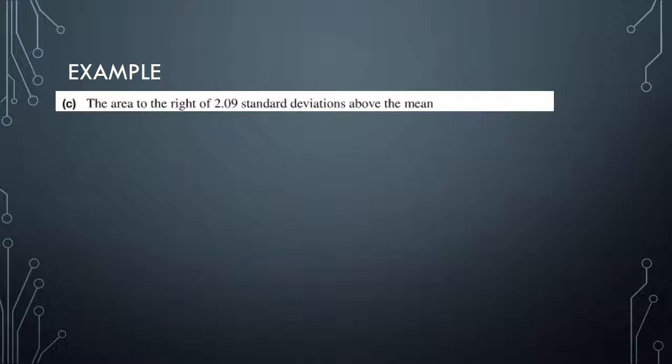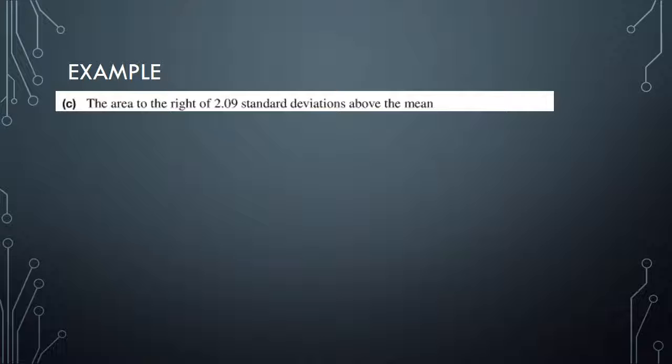Okay, this one's a little trickier. It says the area to the right of 2.09 standard deviations above the mean. It can be really helpful to draw yourself a normal curve here, kind of estimate where 2.09 is, and give yourself a picture of it. Now, I'll give you a hint. What you want to do with your z-score, if you want to use the calculator, you're starting at 2.09, so that's going to be the first number.